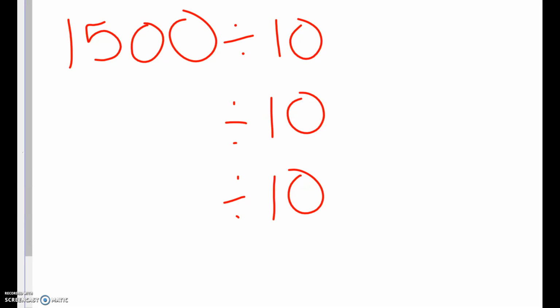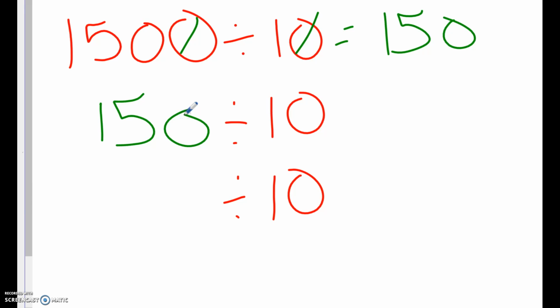Let's start off. What is 1,500 divided by 10? Well, 150. We know that, guys, because we know our tricks. Some of us will know to cross off the zeros. Some of us will put the 1,500 on top and the 10 on the bottom and cross out the zeros. What is now 150 divided by 10? Same thing. It's going to give me 15.